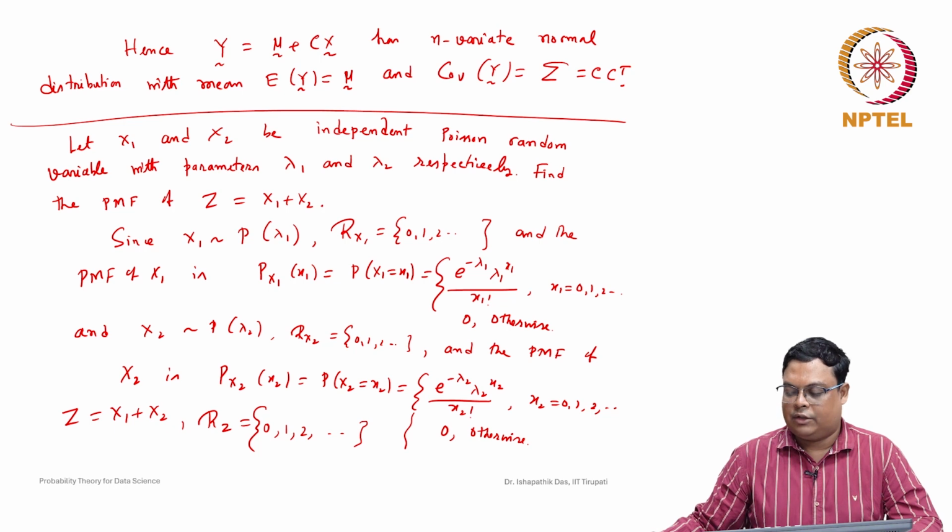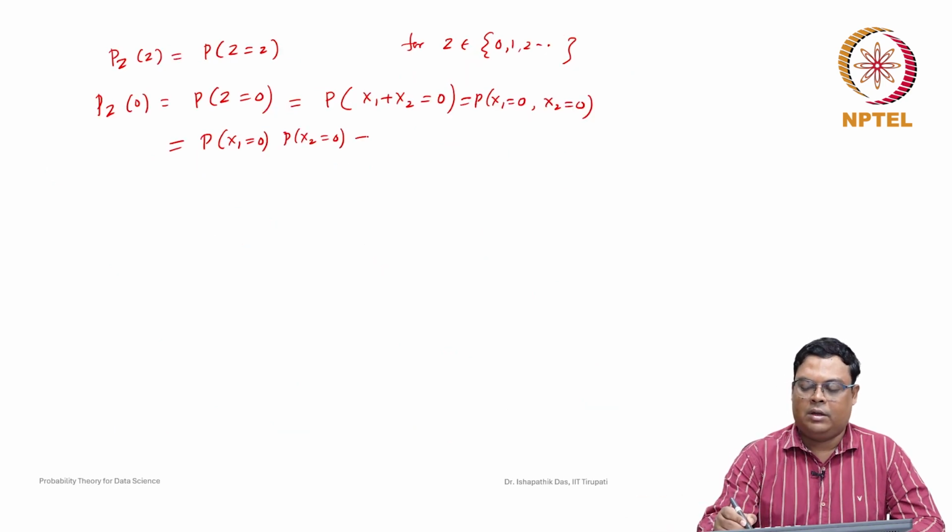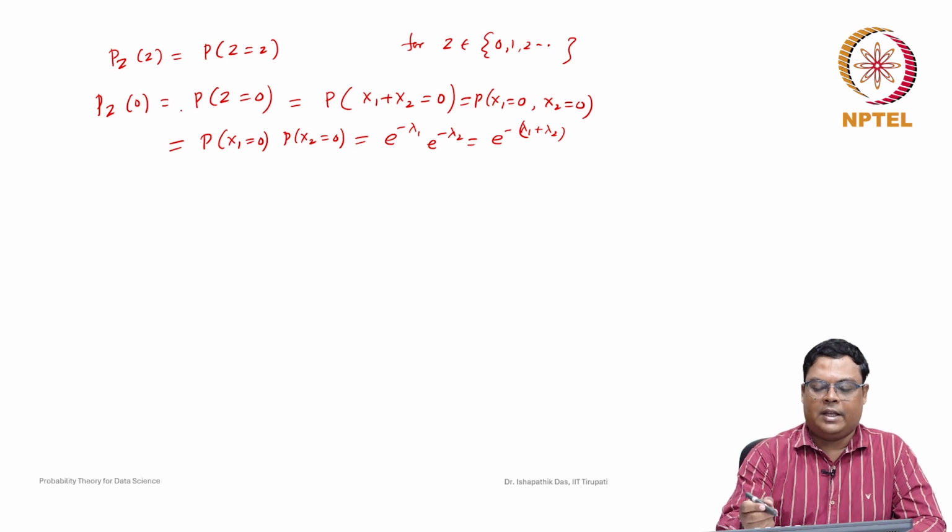So this is x1 is 0, e to the power of minus lambda 1, and e to the power of minus lambda 2. So it is e to the power of minus (lambda 1 plus lambda 2). Now let us find the next value, suppose z is equal to 1. So let us find z is equal to 1.